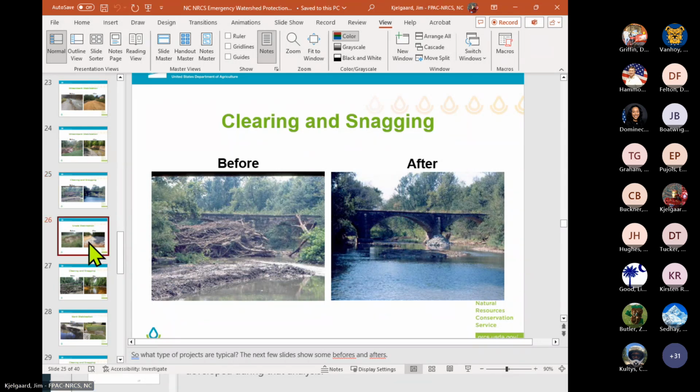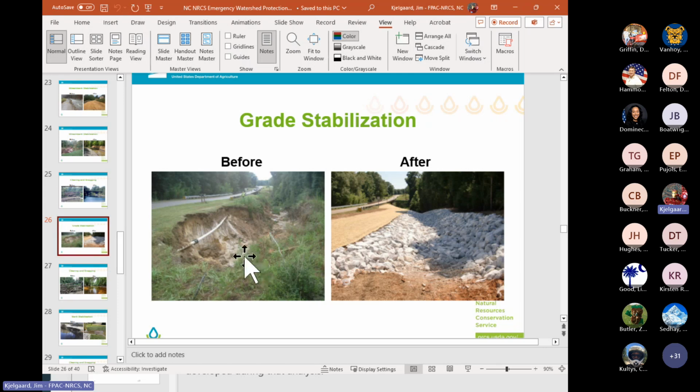Let's see, here's a situation, a vertical cut bank eroded. The road's being threatened. This infrastructure here is not damaged, it's being threatened. So they're able to come in, refill, regrade this slope, revegetate it, and add a grade stabilization structure, a 410 structure, to handle the flow, this outlet back into the creek or river down here.